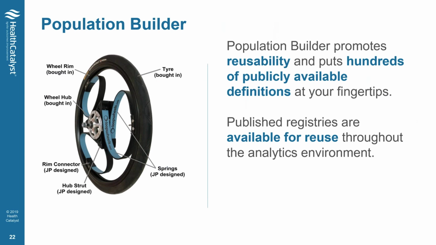So Population Builder promotes reusability. It puts hundreds of publicly available definitions at your fingertips. The definitions come in the form of value sets. So when CMS has a value set that defines what it means to be a diabetic, that's available and exposed through the Population Builder tool.